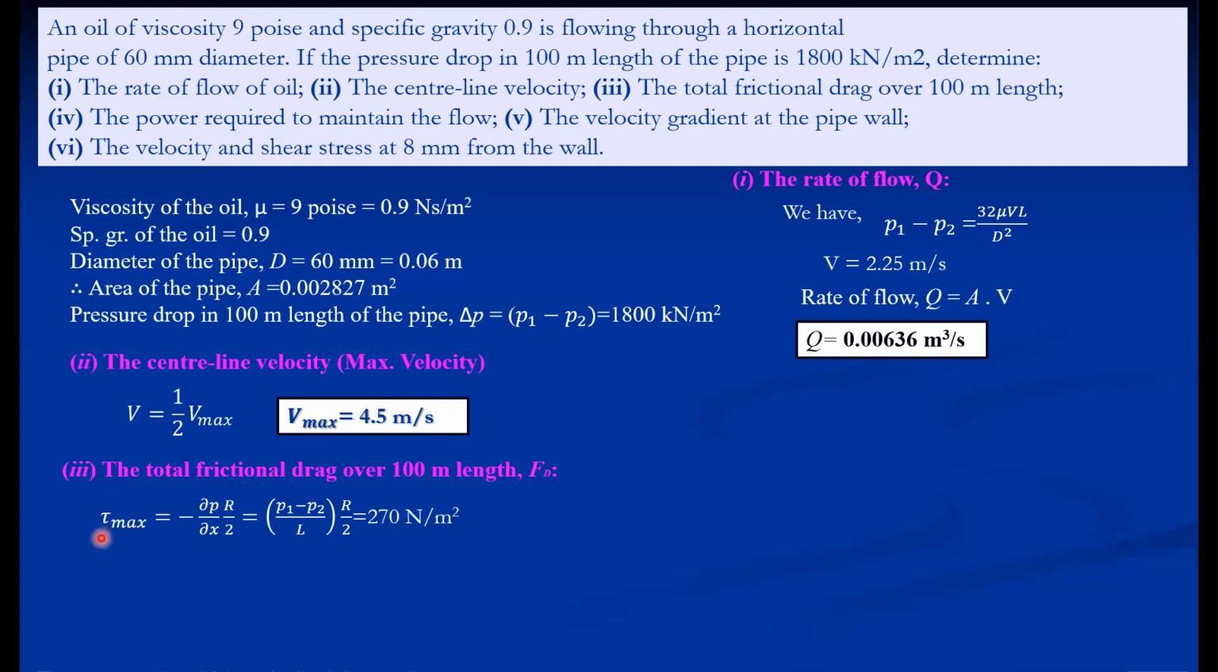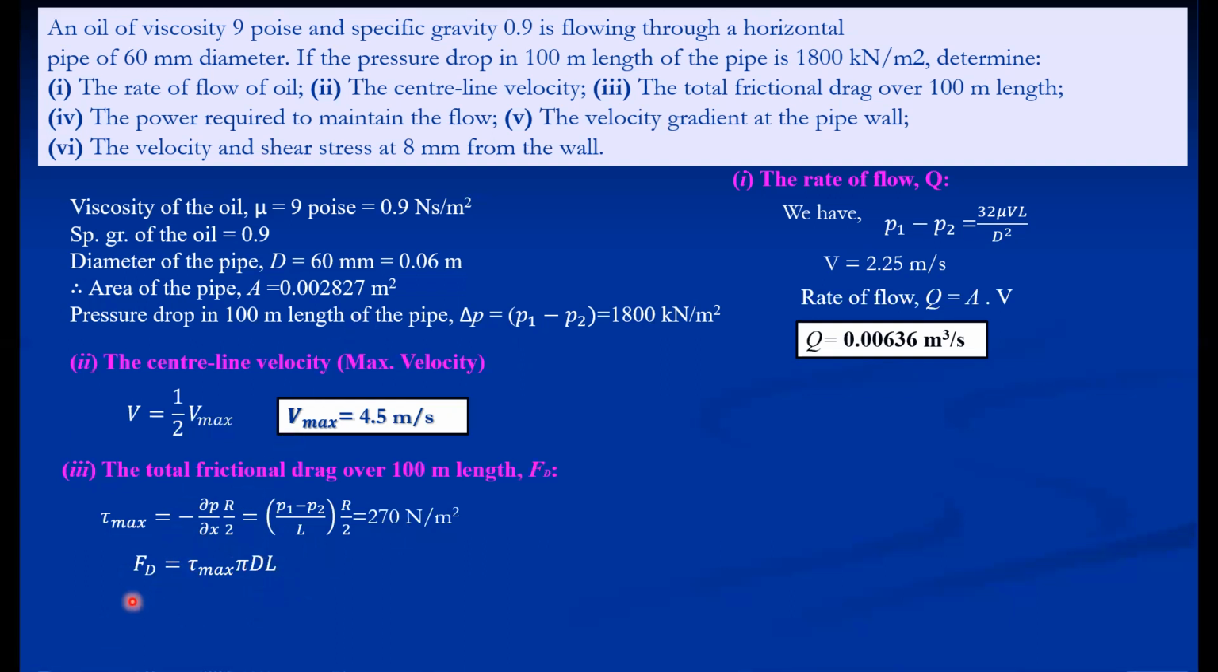So at the wall, we have to calculate the shear stress at the wall. That is tau max, so tau max into area. Area is pi dl, that is the circumferential area. For shear force, we have to consider the circumferential area, that is pi dl. For pressure force, we have to consider the flow area.